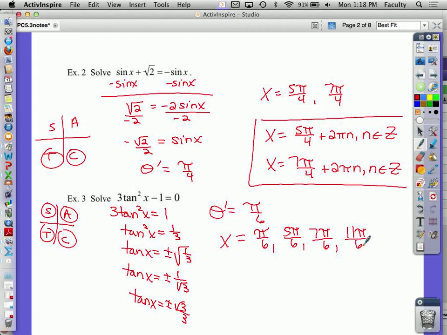Anybody want to try it? Sophia, you want to try it? No? Okay. Josh, what do you think? Pi over 6 plus pi and 5 pi over 6 plus pi? Yes, it is. Good job, Josh. And let's look at why that is. Let's write it down.